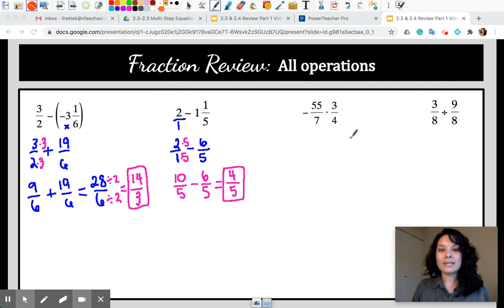That's known as cross-canceling or cross-reducing. You're looking at the tops and bottoms and seeing if any number can divide evenly into both. So I'm looking at 55 and asking myself, can I reduce that with 7 or 4? And the answer is no.